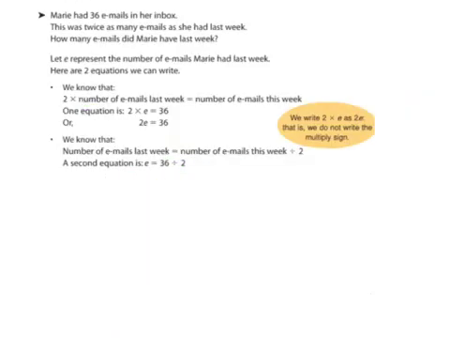Marie has 36 emails in her mailbox. So 36. That's twice as many as she had last week. So it's 2 times as many as she had last week, which is the number that we don't know. So the number of emails we don't know. I'm going to make that E. Let's represent this as E as the number of emails, which we did.